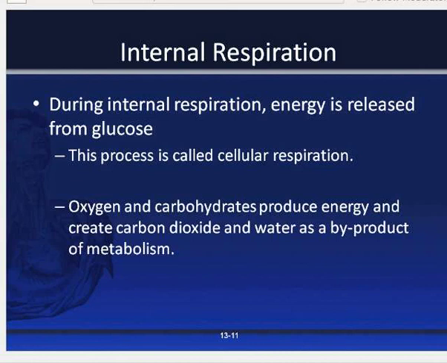Pulmonary veins deliver the oxygenated blood to the left side of the heart for distribution to the body tissues via the arterial circulation. Carbon dioxide produced in the cell during internal respiration is absorbed by the blood, transported via the venous circulation to the right side of the heart, and eliminated through the lungs.